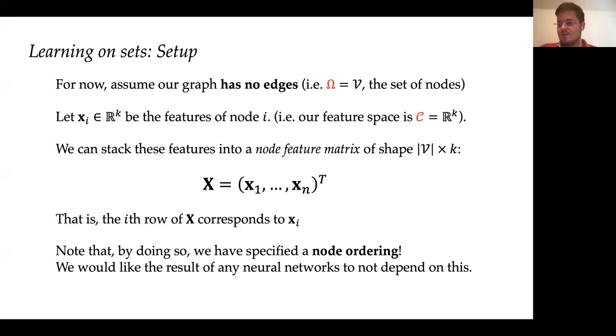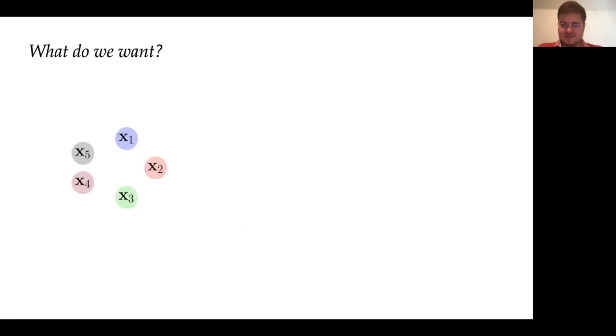Now, there's one very important thing to note here, in that the very moment you've done this, the very moment you've stacked the node features in some way, you've specified an ordering of the nodes. And what I said at the beginning is we assume the sets to be completely unordered. So what we naturally want of a neural network that operates on X is that it should not depend on the order of the rows in X.